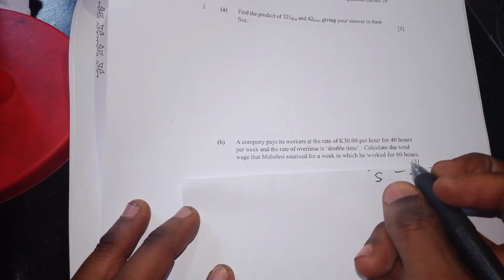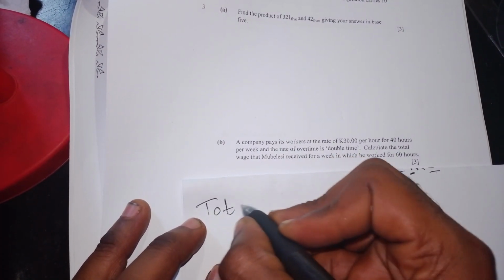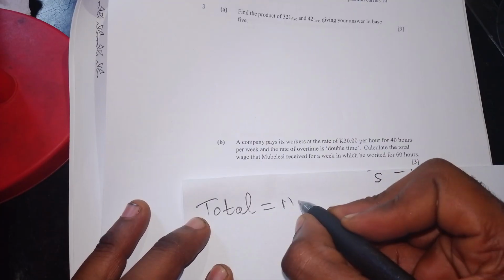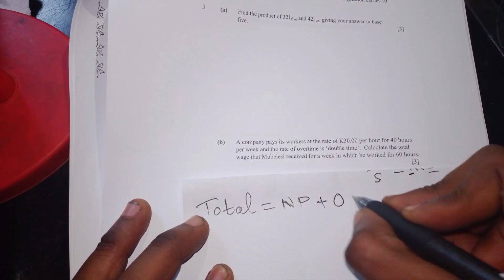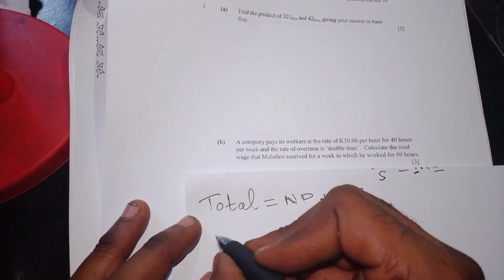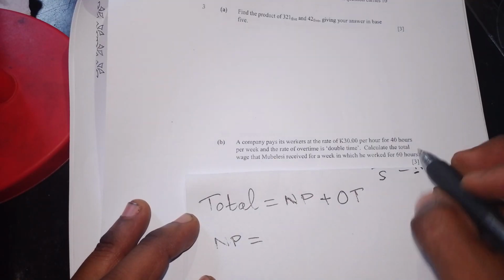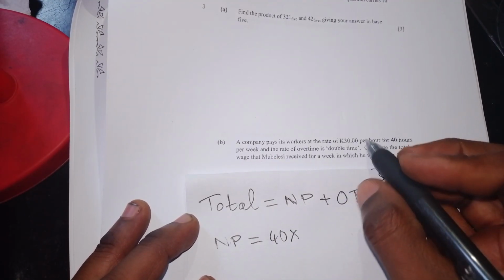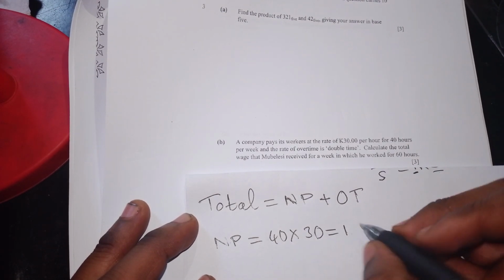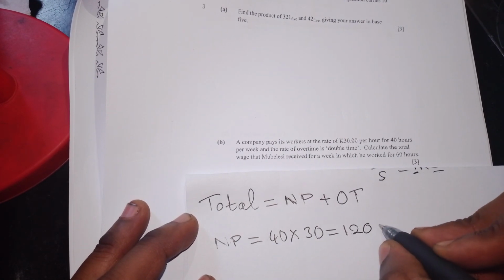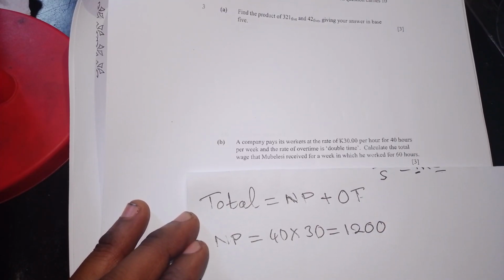So to calculate the total wage for this person, we can just say normal pay, can I just call it NP, plus overtime pay. So to find the normal pay, you can simply multiply the normal number of hours, which is 40, by the normal rate, which is 30. So this will give us 1,200. And then to find the overtime pay, you need to know how much extra time he worked.